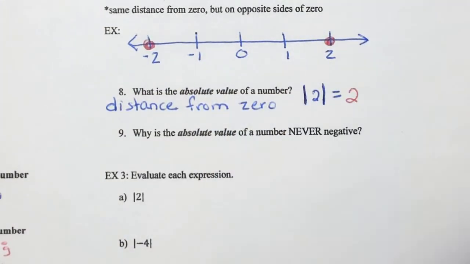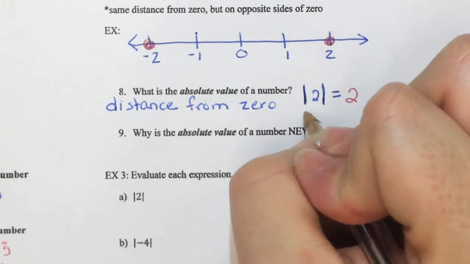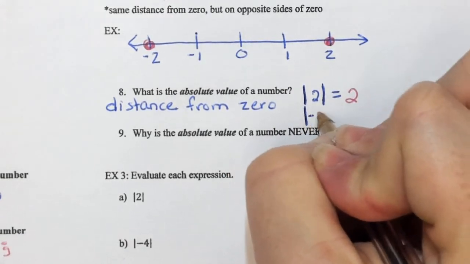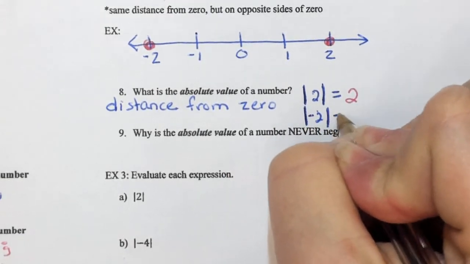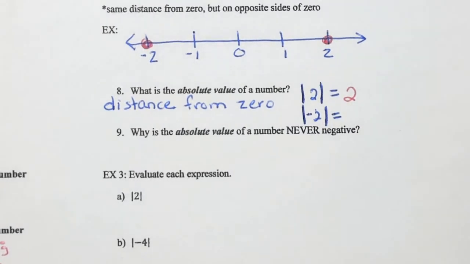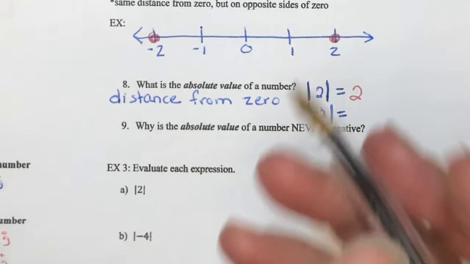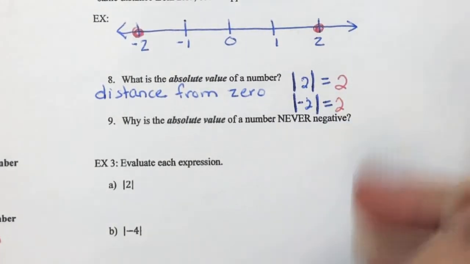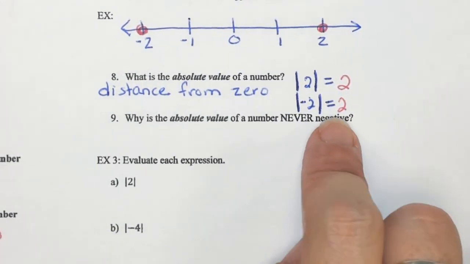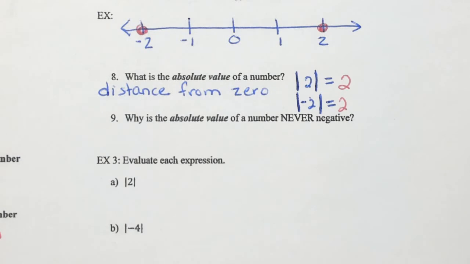That is the answer. If it asks you what is the absolute value of negative 2, the absolute value of negative 2 is 2. It is still 2. I realize they have the same answer, and it is that easy, but it's because they're both 2 steps from 0.